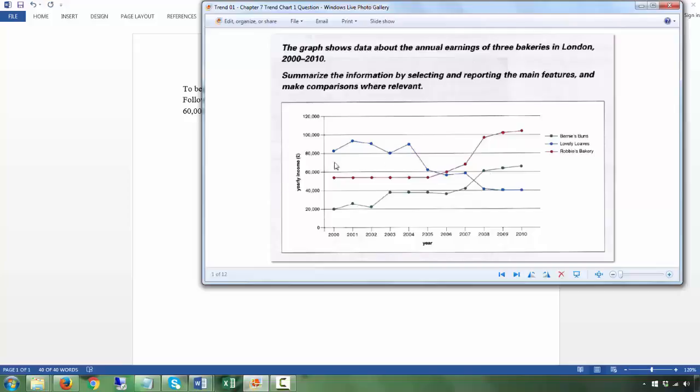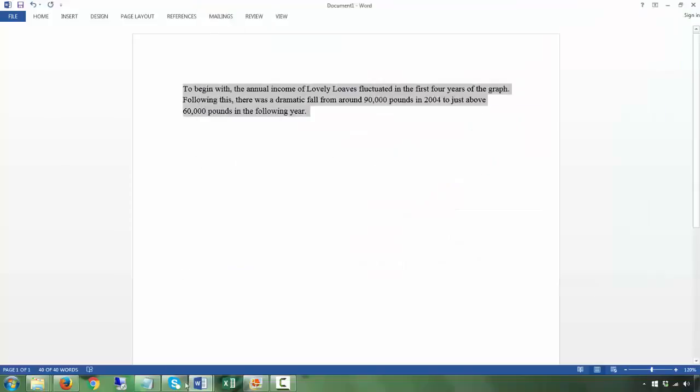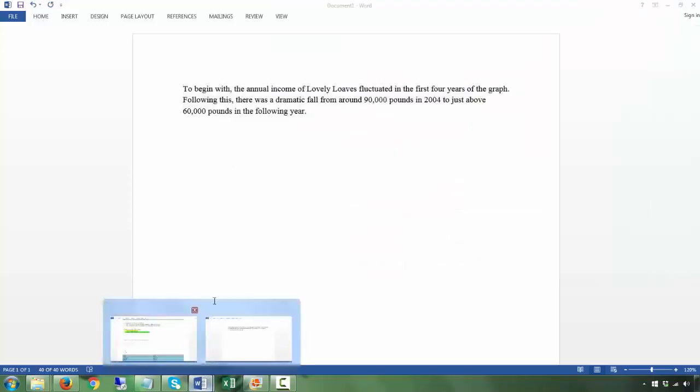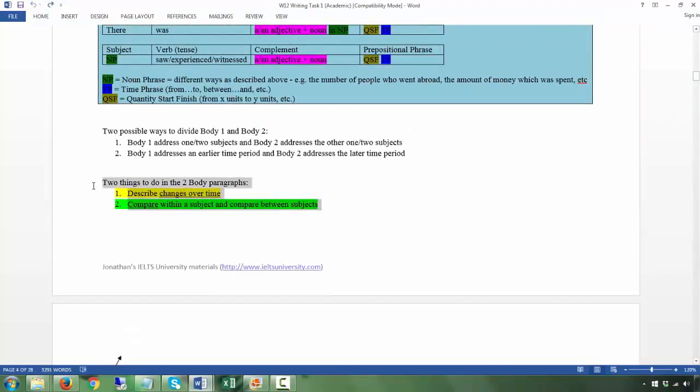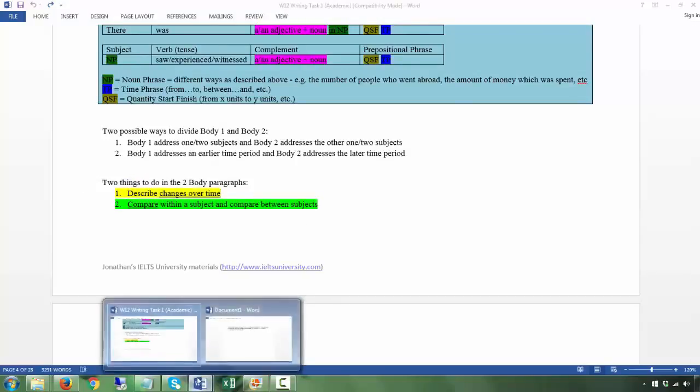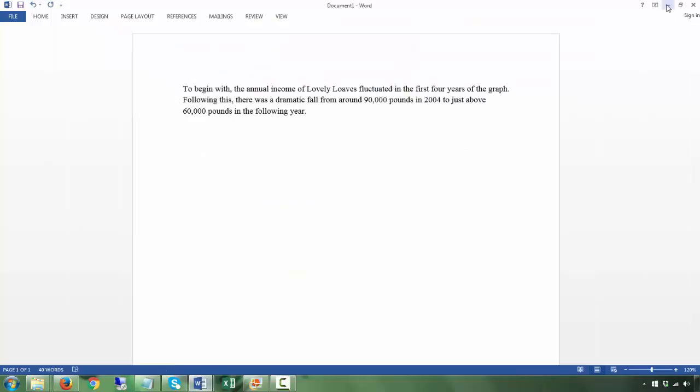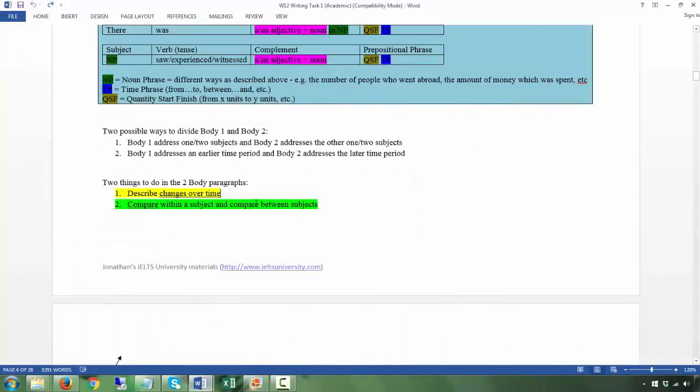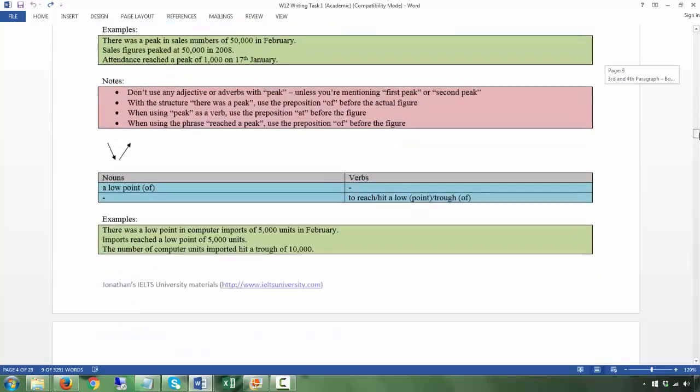I'm not saying that you should be using this, but I'll show you an example of how I do this. As I mentioned, you have to always make a decision what you're going to focus on. All right, and I wanted to say, don't forget these two things, which is that you want to describe changes over time, which this is pretty much changes over time. But you also want to compare within a subject and compare between subjects, and you see what I mean by this. Compare within and between subjects.